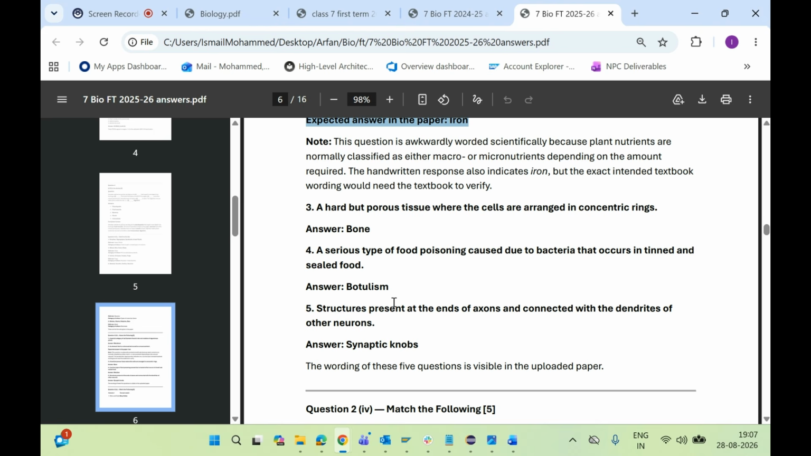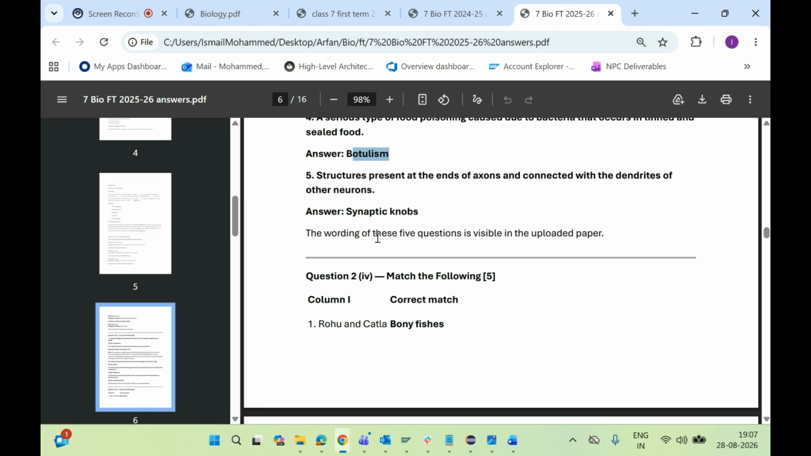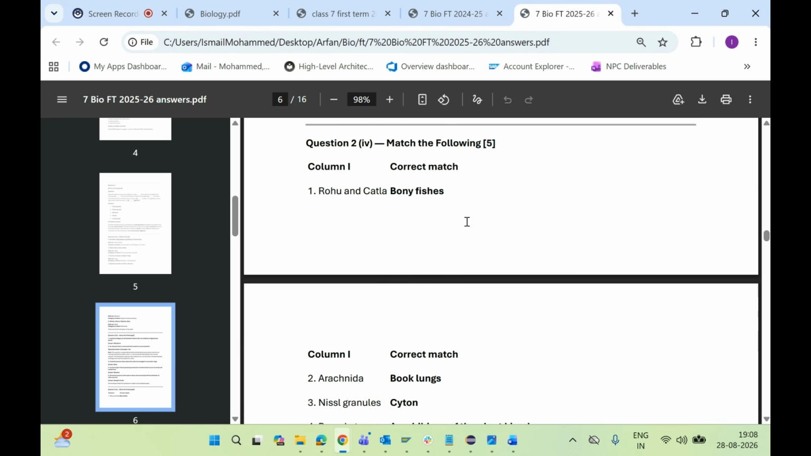Okay, hard but porous tissue where cells are arranged in concentric rings is called bone. A serious type of food poisoning caused by bacteria that occurs in tinned food is called botulism. I'm not sure if it is there in the textbook, but you can remember this. Structures present at the end of axons and connected with the dendrites of other neurons are called synaptic knobs. Again, this is very important.